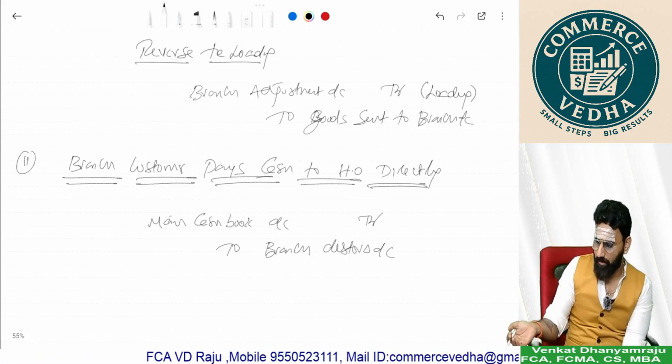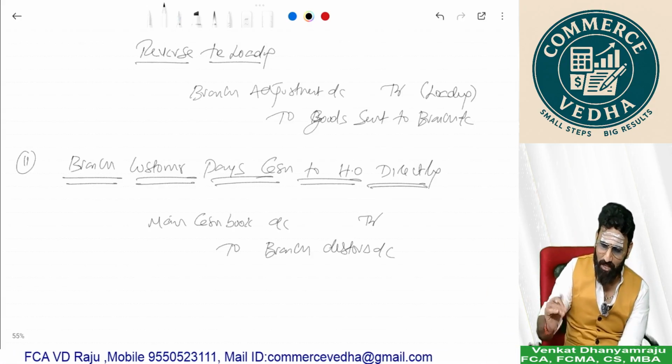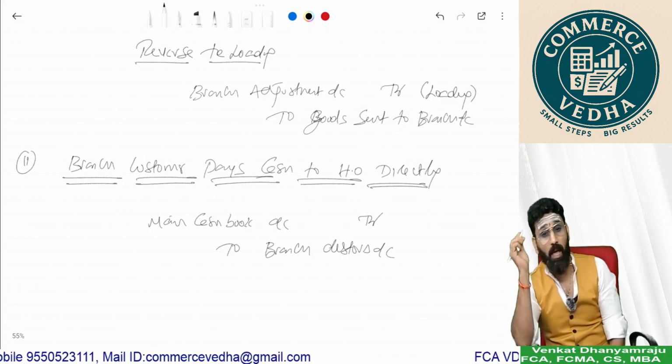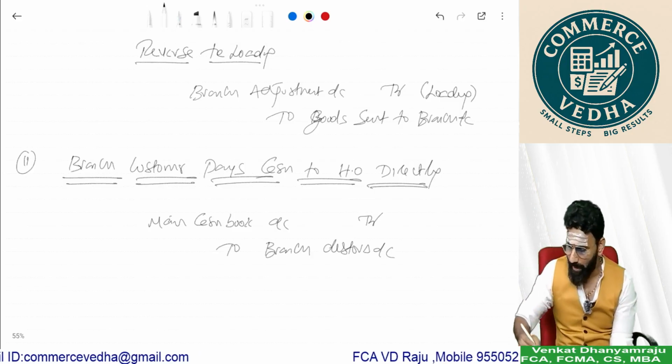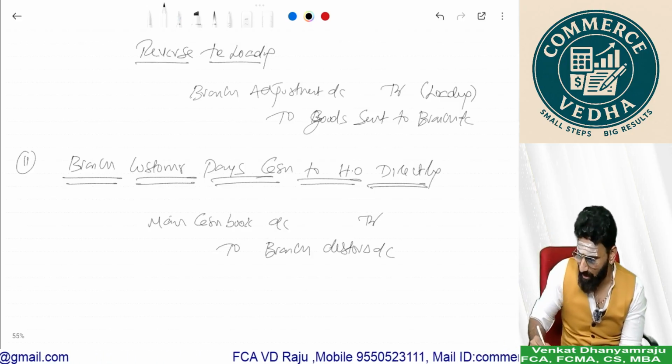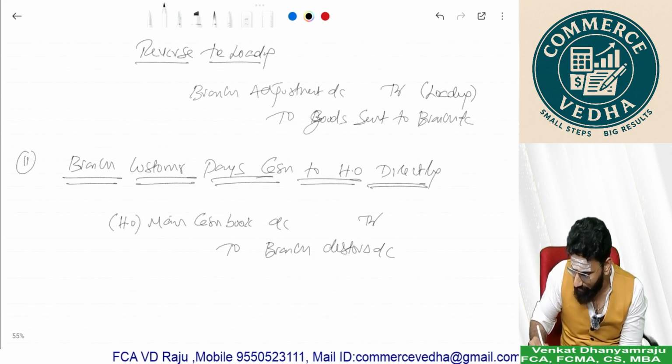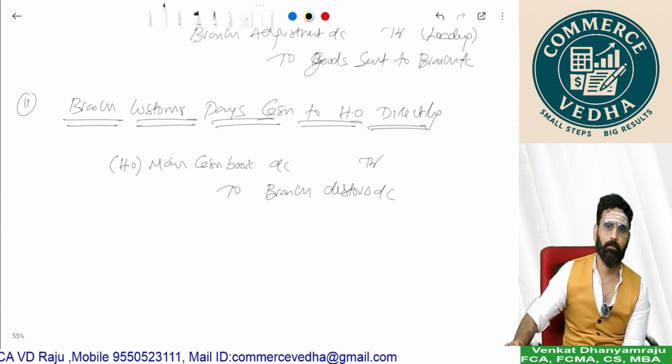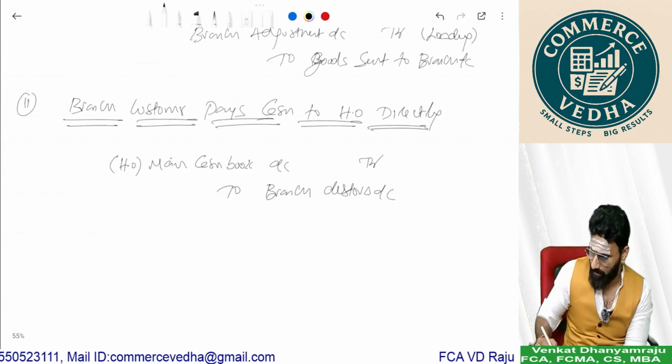If the amount paid to branch, it is branch cash to branch debtors. But in this case, cash paid to head office. So main cash book account debit to branch. Here main cash book is nothing but head office cash to branch debtors. Hope it is clear. Now 12.